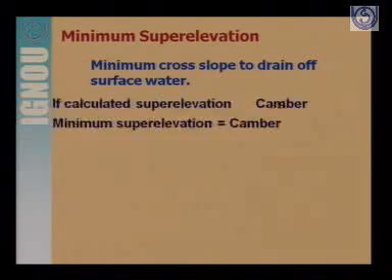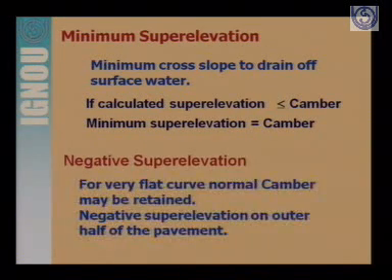Minimum super elevation is also restricted from some considerations. First of all, as I told you earlier, there should be some minimum cross slope to drain off the surface water or rainwater. So if the calculated super elevation is less than or equal to the camber, then the minimum super elevation has to be equal to the camber. At least super elevation equal to camber has to be provided for drainage purposes.